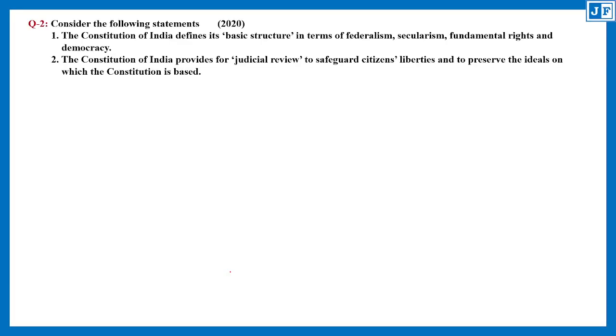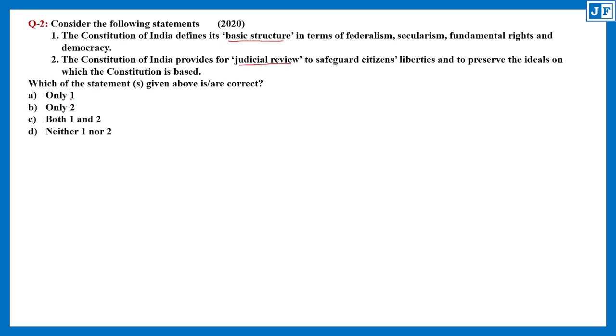Moving to our next question, consider the following statements. Number 1, the Constitution of India defines its basic structure in terms of federalism, secularism, fundamental rights and democracy. Number 2, the Constitution of India provides for judicial review to safeguard the citizens' liberties and to preserve the ideals on which the Constitution is based. Our options are: only 1, only 2, both 1 and 2, neither 1 nor 2. Both of these things are judicial inventions, hence both statements are wrong, and the correct option is D.